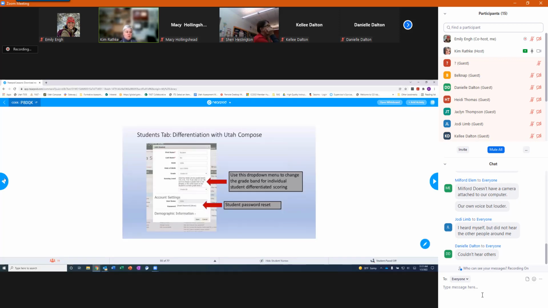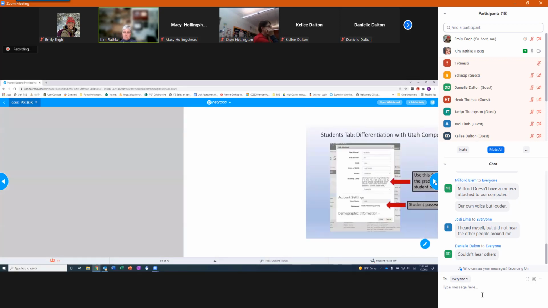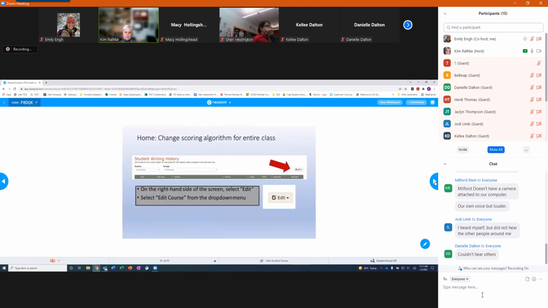But additionally, if you just want to see what their password is, like a student comes up and says, I can't remember what it is, if you hover over these dots, you will see their passwords, and then you can just tell them what it is. And that's basically how that works.